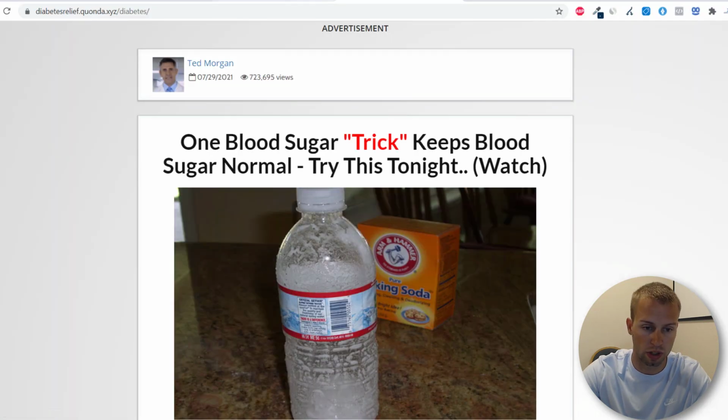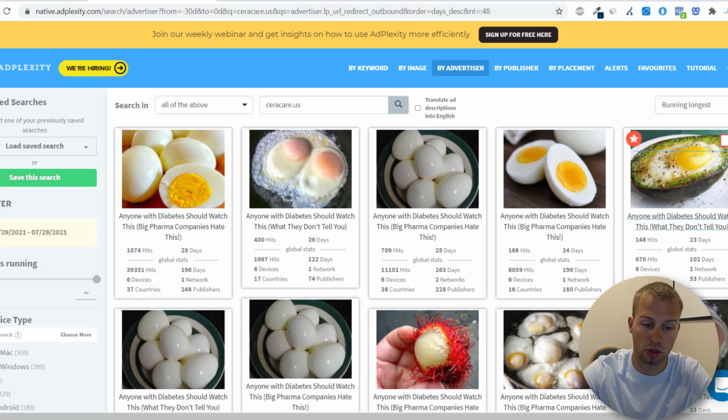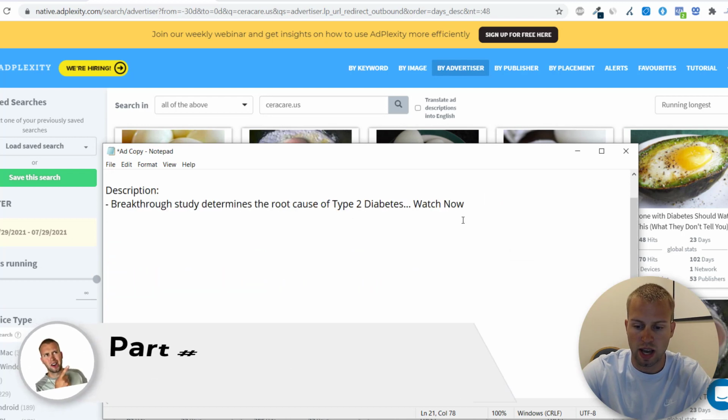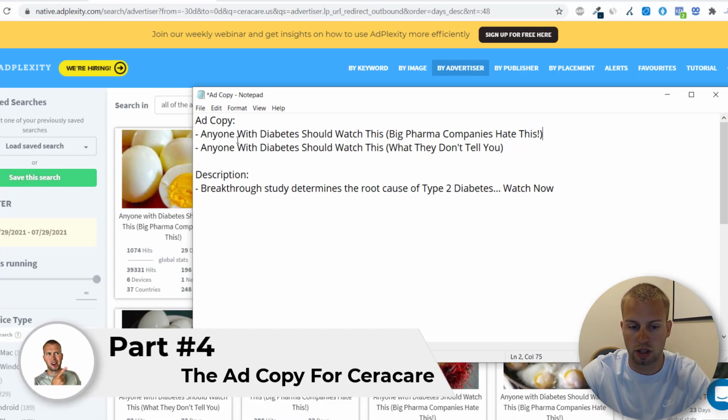And I went with the one solid theme, which was eggs, and that seemed to be the theme here, because you remember, don't swipe, just get ideas. Lastly, I'll show you the ad copy. And this ad copy I did kind of just get right from Adplexity. I might change it up when I create the campaign.